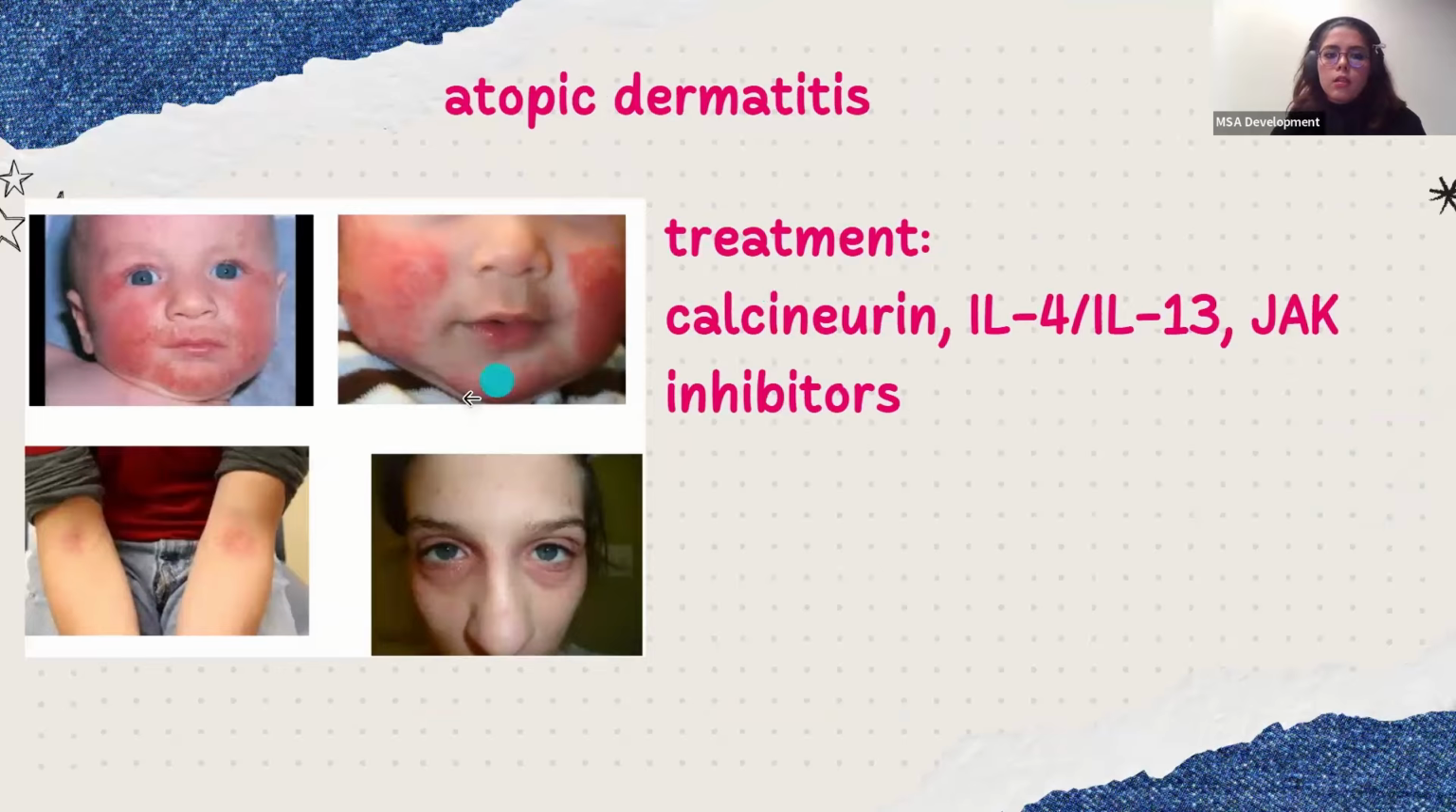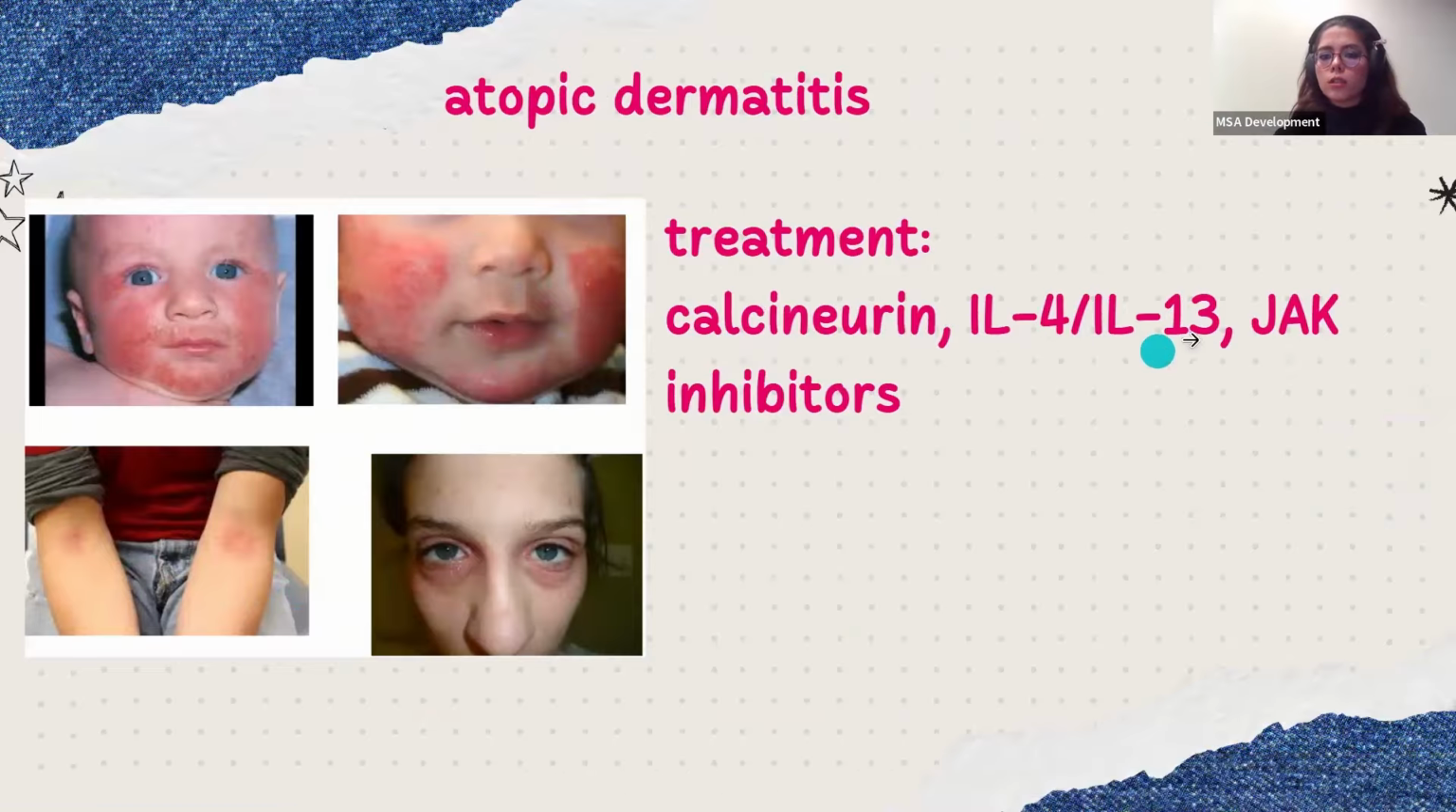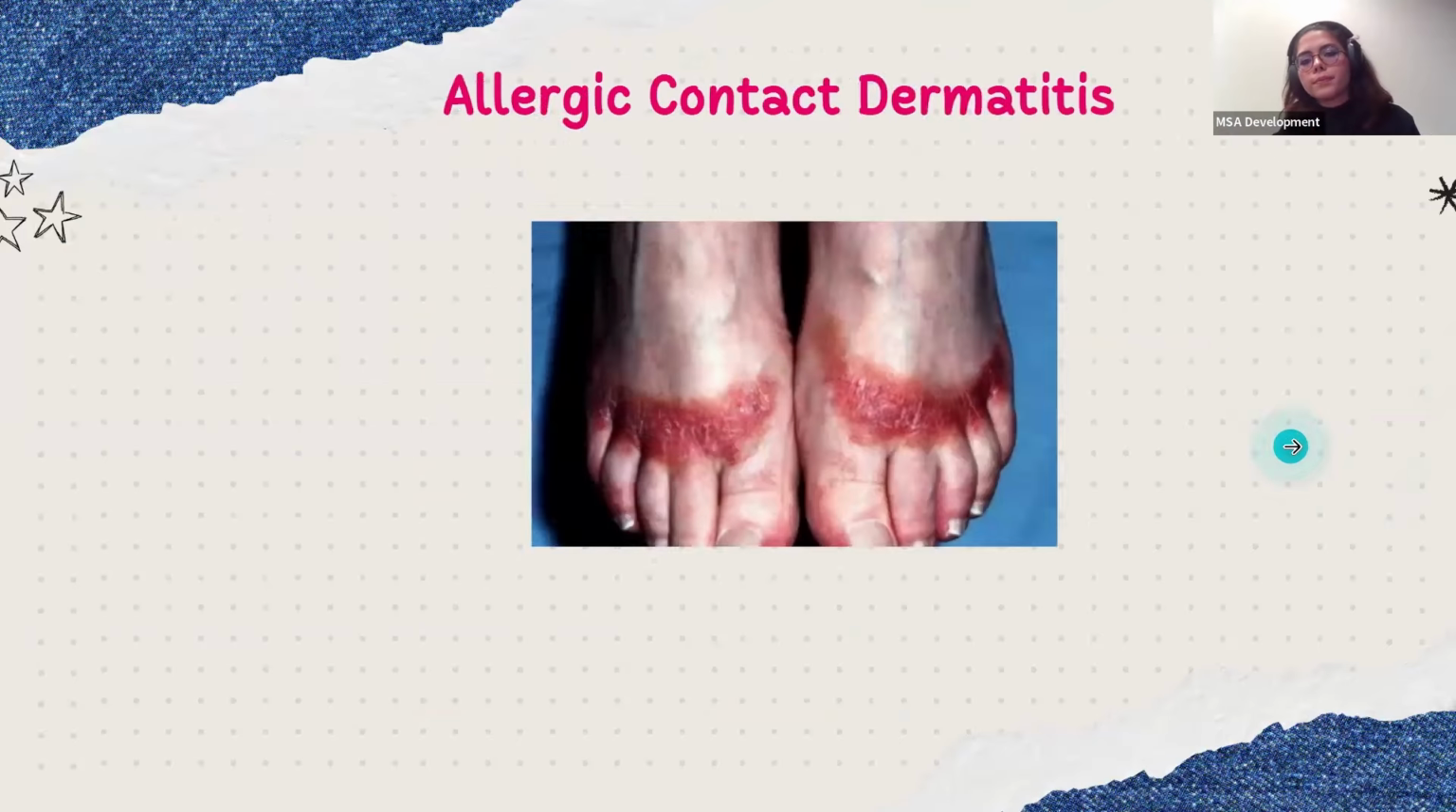Atopic dermatitis, this is what it looks like. It starts in childhood. It's early on, and it stays. You grow up with it basically. The treatment: calcineurin inhibitors, interleukin-4, interleukin-13, and JAK inhibitors.